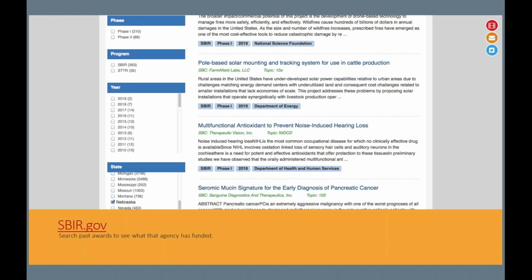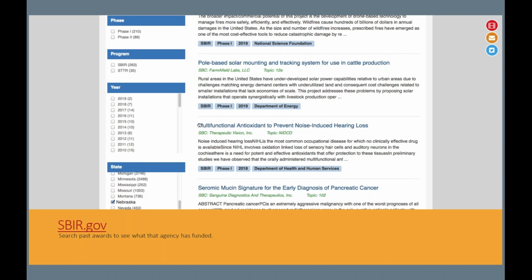So what I would do for the first item, finding agencies that have funded innovations like yours, is just go to sbir.gov. Right along the top, you'll see a thing called awards. Then you go to awards, and then you go to the list. It'll list everything out, and you can use the search criteria over here to narrow it down. The only thing I did is go to sbir.gov, awards, list, and then I selected Nebraska, just because I was curious.